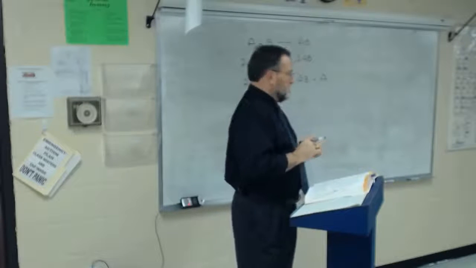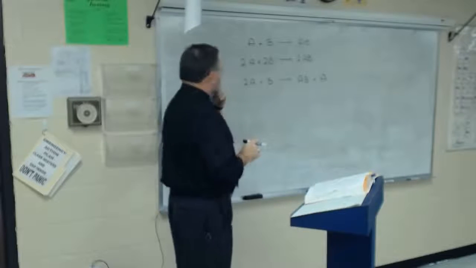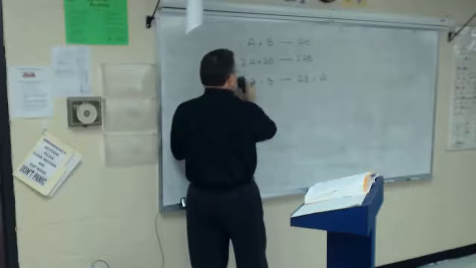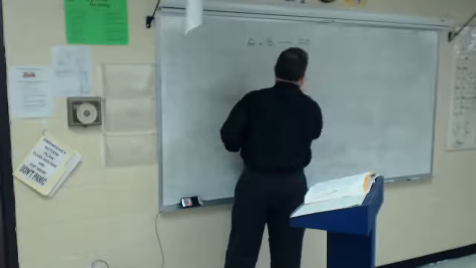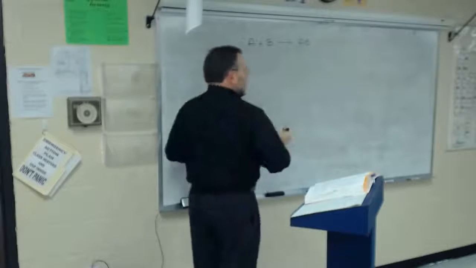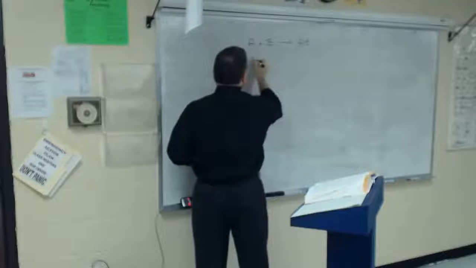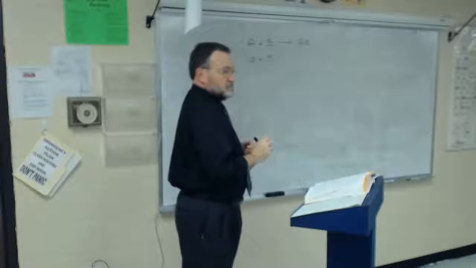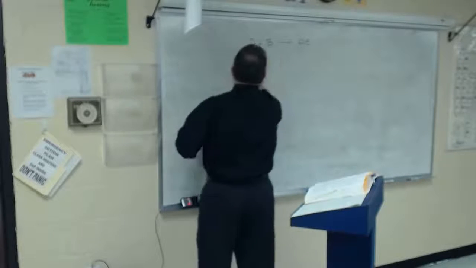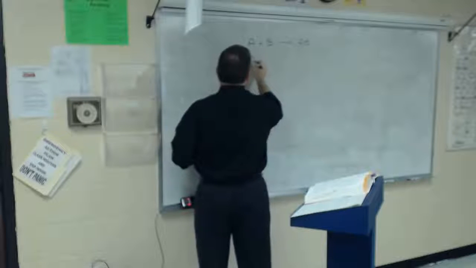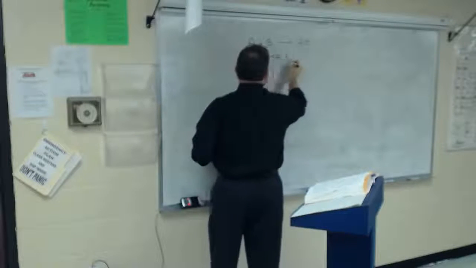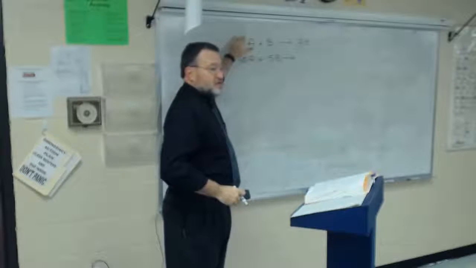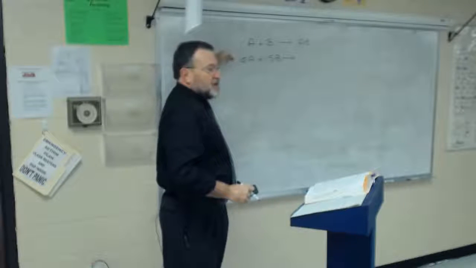Okay. Let me erase this just so we have the concept now. I'm going to go back to my basic A plus B produces AB. And if I told you that I have 10 A and I have 15 B, I tell you that I have 10 A's and 15 B's, and they react according to this balanced reaction equation. This is the theory. This is actually in the lab.